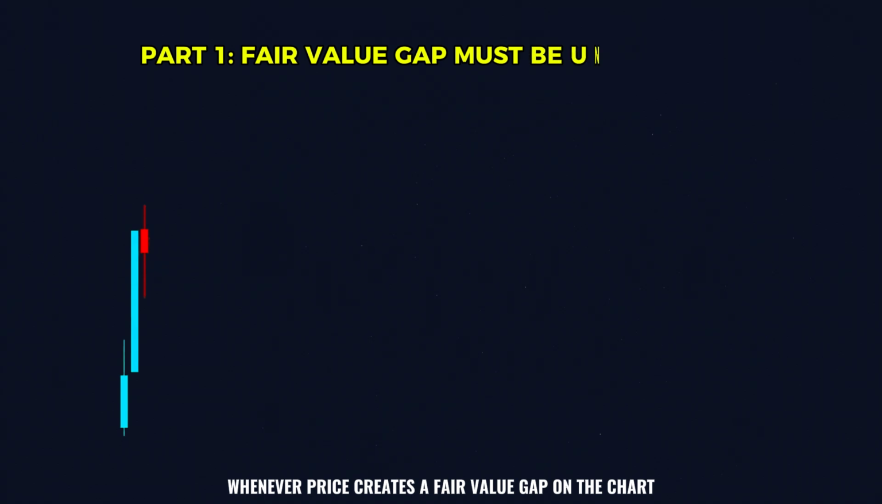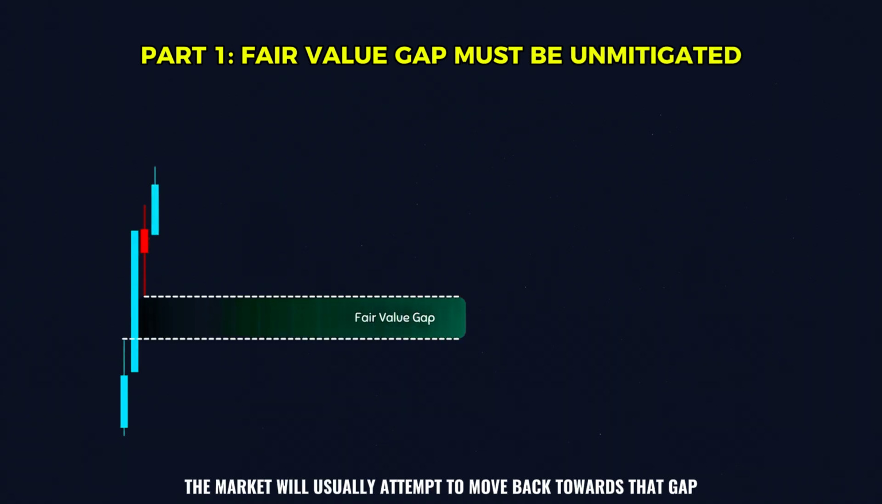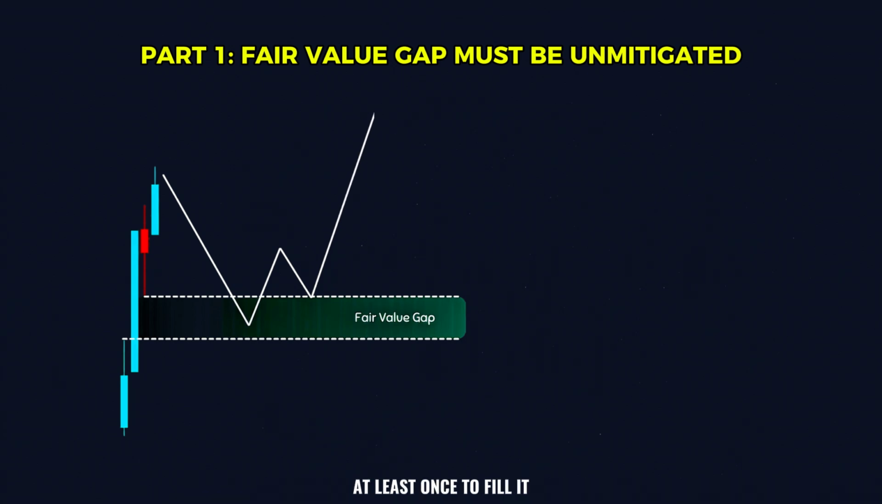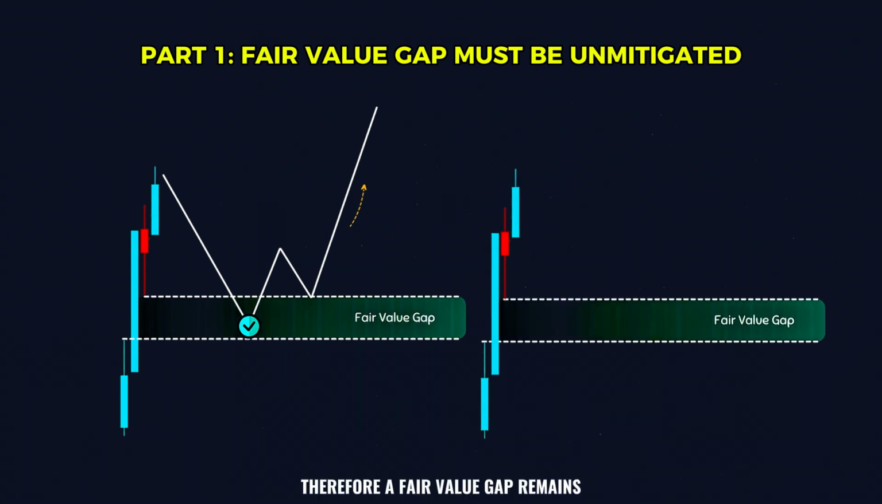Whenever price creates a fair value gap on the chart, the market will usually attempt to move back towards that gap, at least once to fill it. After filling the gap, price may then continue in its previous trend. This means price normally uses this gap only once. Therefore, a fair value gap remains valid as long as it is unmitigated, meaning it has never been used before.